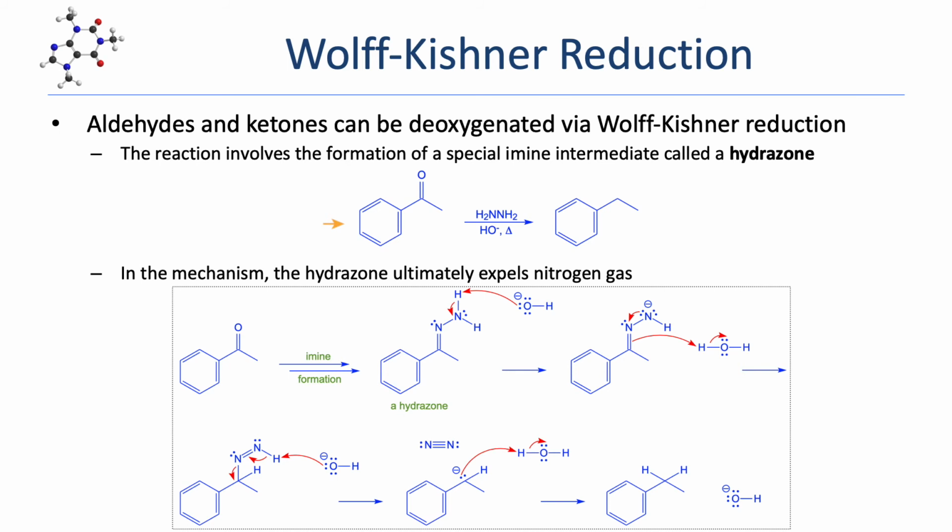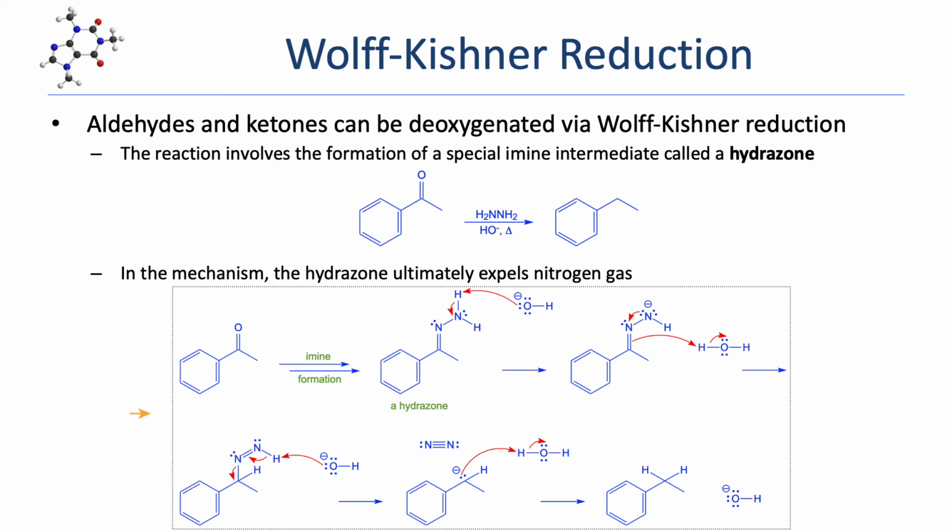If you look closely at the structure of hydrazine, you can see that it strongly resembles a primary amine. And we've seen that aldehydes and ketones react with primary amines to give imines. If we look at the reaction mechanism, we see that the reaction involves the formation of a special imine intermediate called a hydrazone. A proton is removed from the terminal nitrogen of the hydrazone using a strong base.